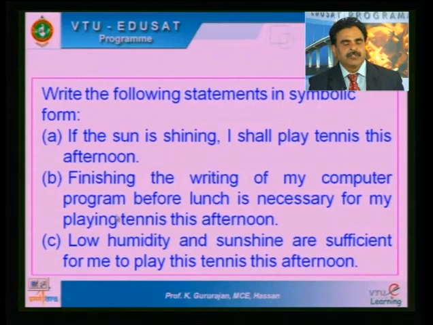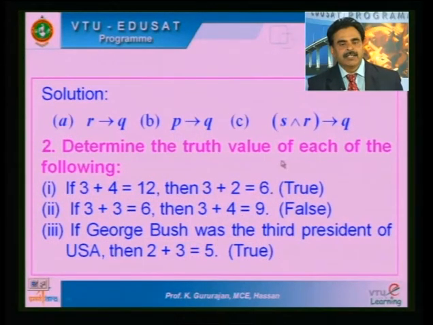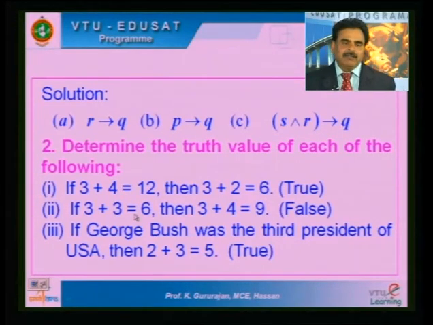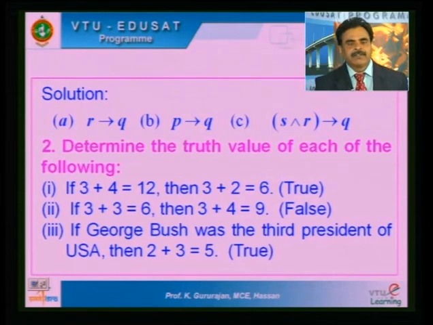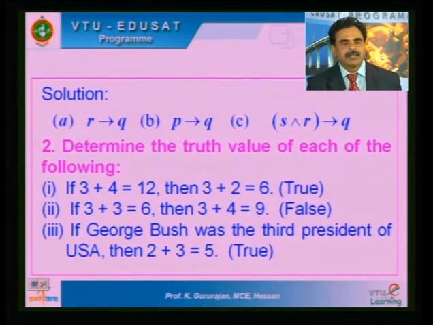Now, what about the last statement? Low humidity, that is S, and sunshine are sufficient for me to play tennis. So symbolically, I can write it as S and R implies Q. Many times you will be working with statements, and we write them in symbolic form just to simplify things and then continue the analysis. So I introduced this, how to write statements in symbolic form depending upon the conditional problem and then how to use the logical connectives.